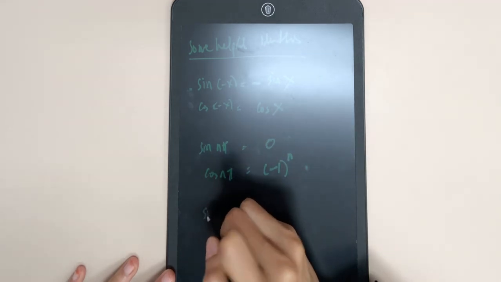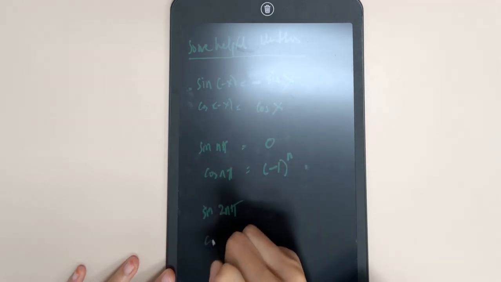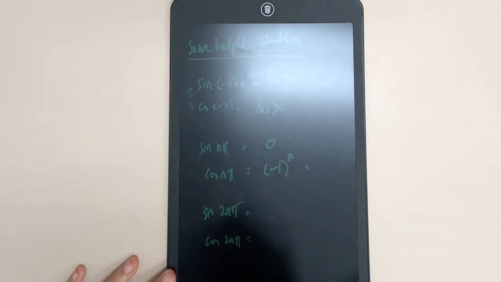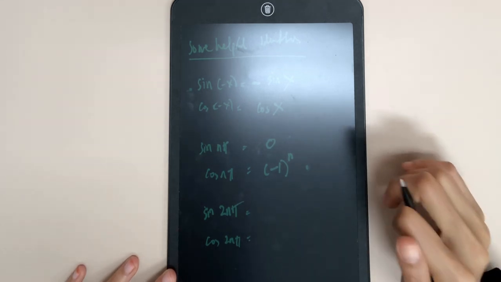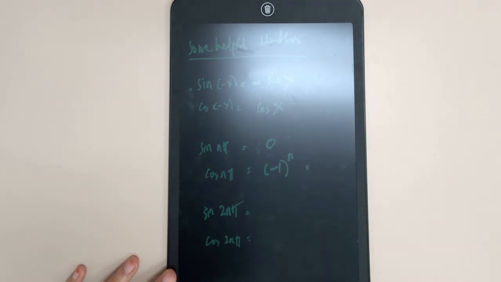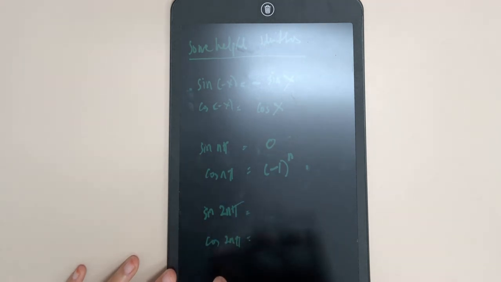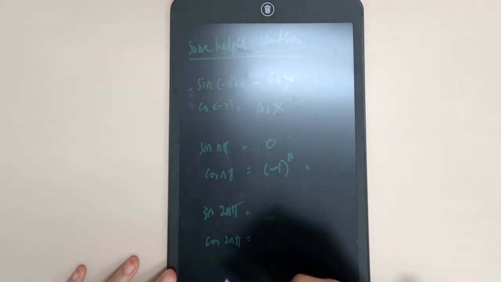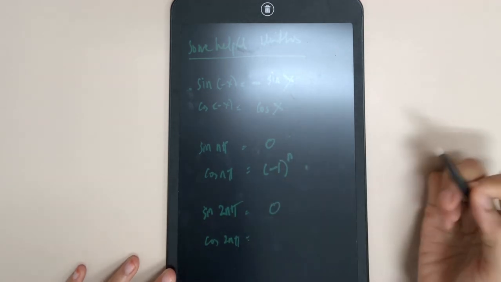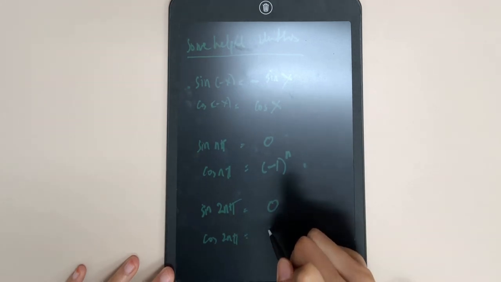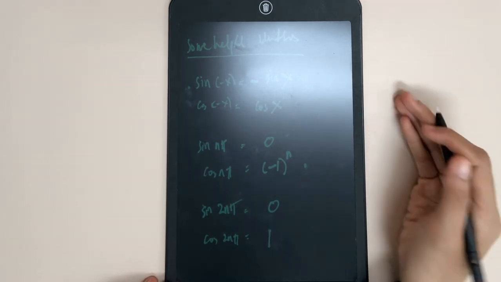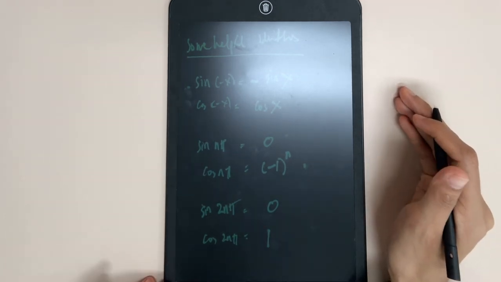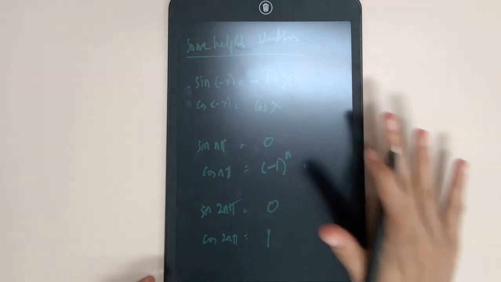Okay, and then the last two are sin 2n pi and cos 2n pi. These two you will also face frequently. Okay, you akan jumpa banyak kali. So like I said just now, we don't want to leave our answer in terms of sin n pi and so on. So we need to replace them, right? So sin 2n pi is equal to 0 and cos 2n pi is equal to 1. Okay, so these are some helpful identities that you need to know when you want to solve your Fourier series. You need to remember this one.